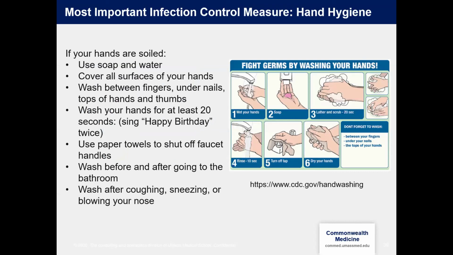So, using soap and water, cover all the surfaces of the hand, washing between the fingers, nails, and the tops and thumbs. A lot of people forget the thumbs, by the way. They just wash the palms of their hands and they don't do the backs or between the fingers or the thumbs. Singing happy birthday or saying the alphabet twice will give you about 20 seconds. Use paper towels to shut off the faucet so you don't recontaminate your hands. Obviously, wash before and after going to the bathroom, and after you cough or sneeze or blow your nose, to make sure you sanitize. It's really helpful to carry it with you.